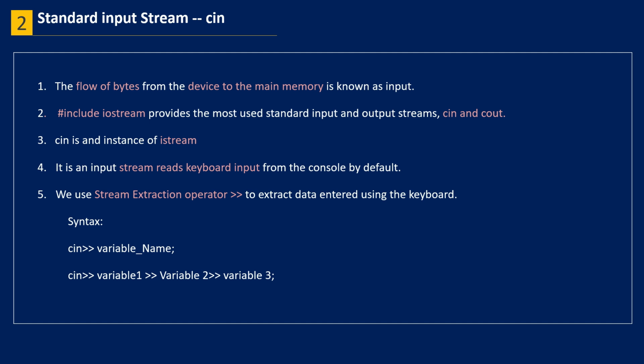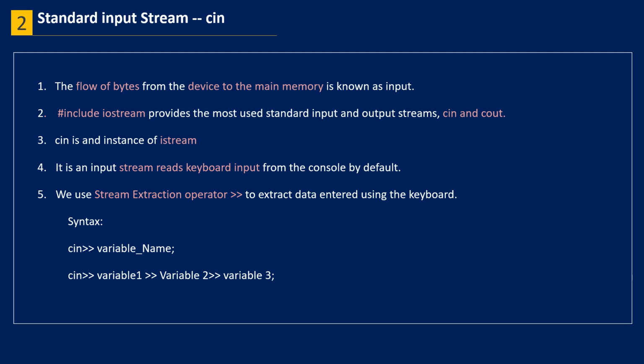The second topic is the standard input stream, that is cin. cin means taking input from the user through input devices like a keyboard or any other devices, and it stores that stream in the main memory. The functionality of cin is available in the iostream library. Third point, cin is an instance of istream, which I will show you.